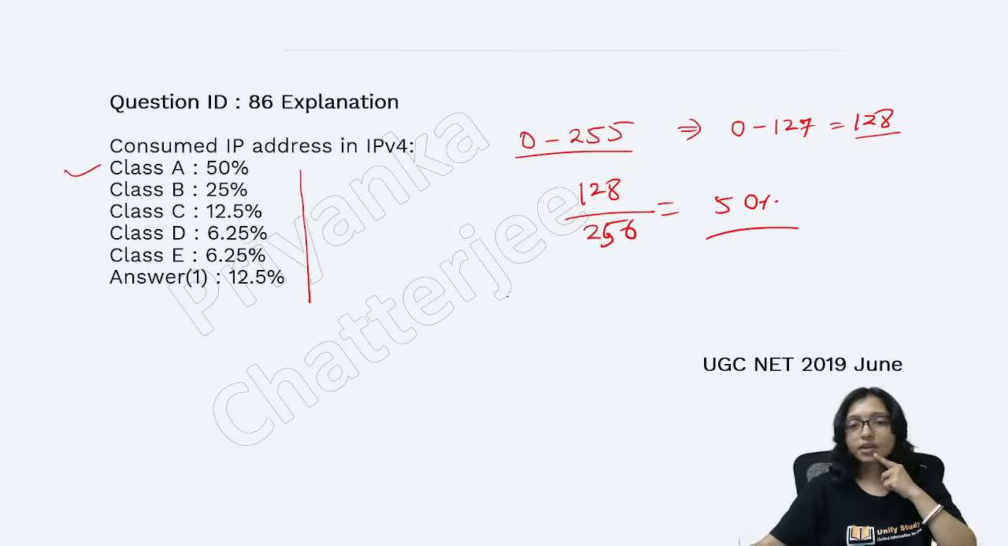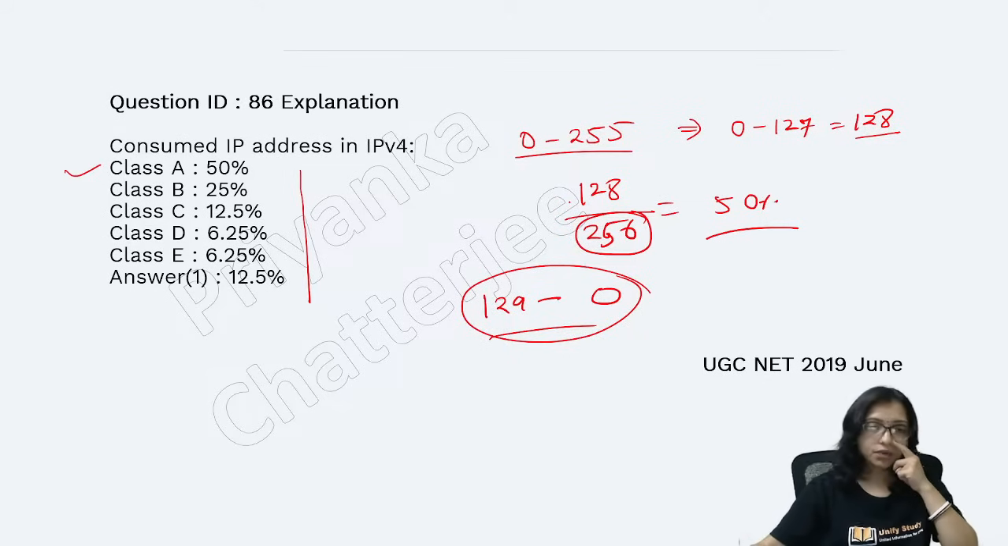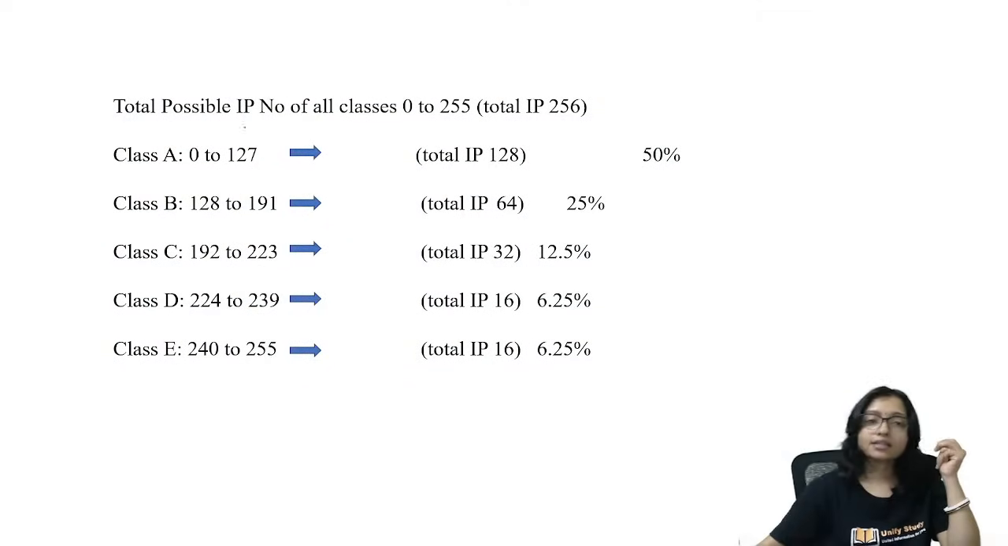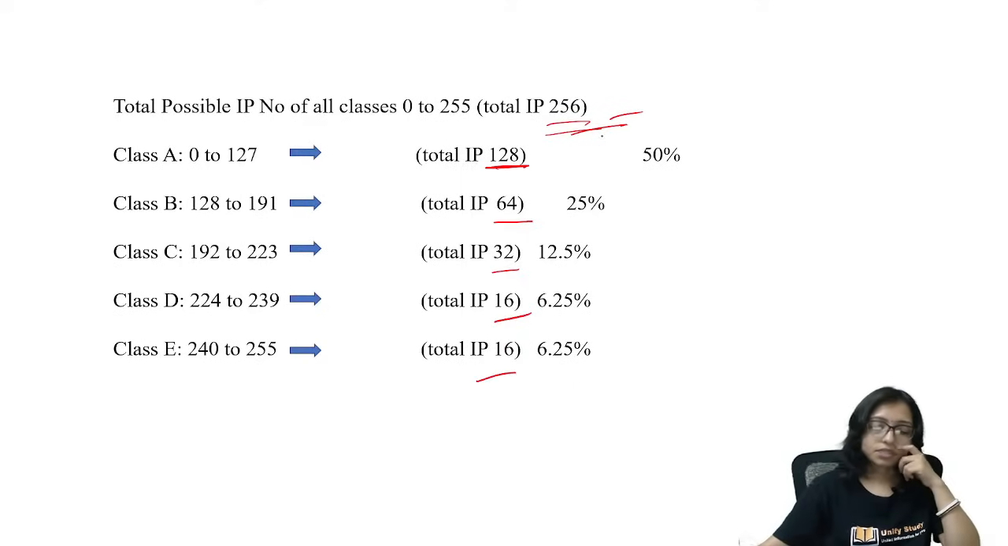Same way with the range, that is 129 to the remaining. How many total addresses are there out of 256? You can calculate the remaining ones and get the answer this way. This is the total 128, 64 out of 256, 32 out of 256, 16 out of 256, and this is also 16 out of 256. So in that way you are getting this answer.